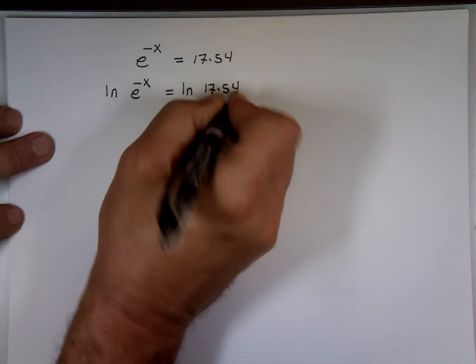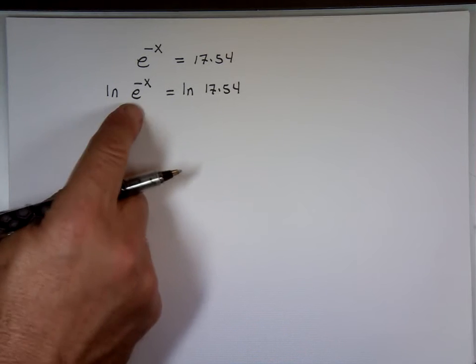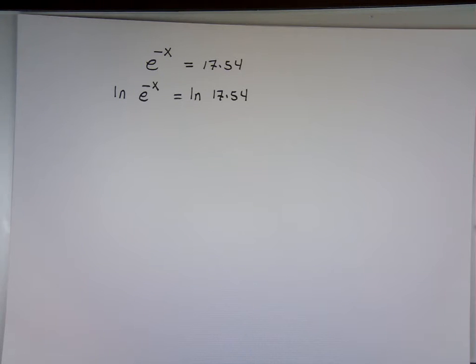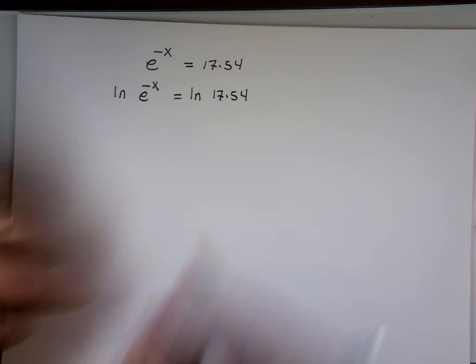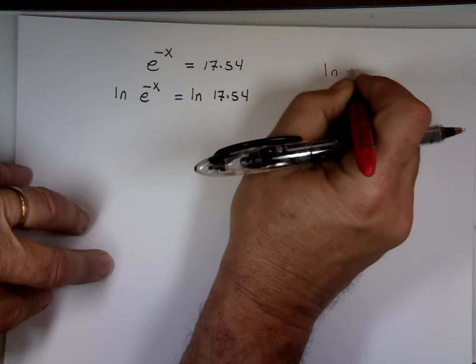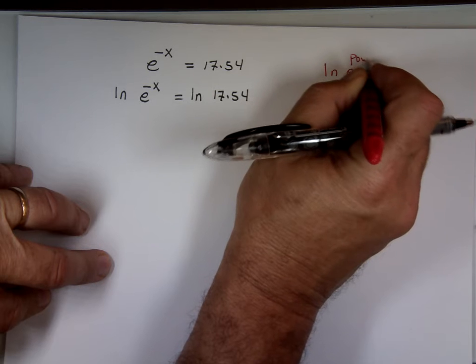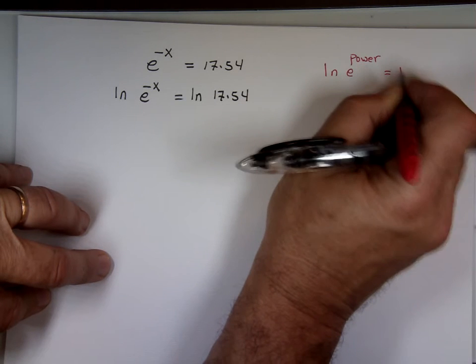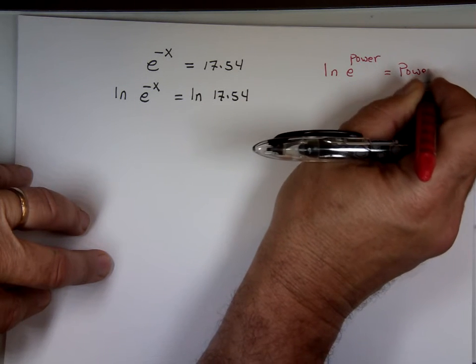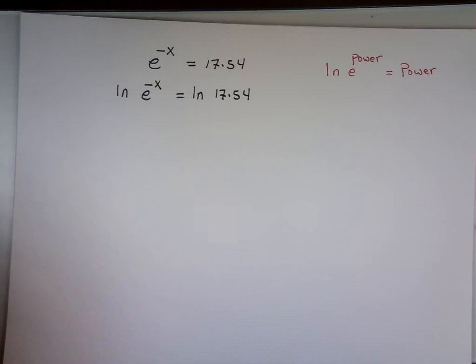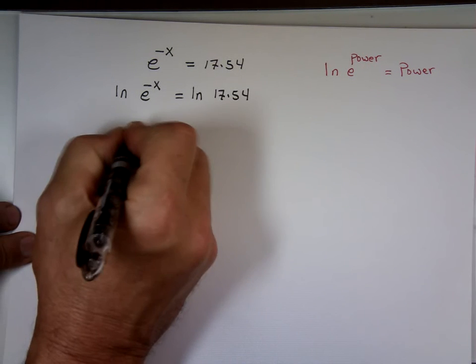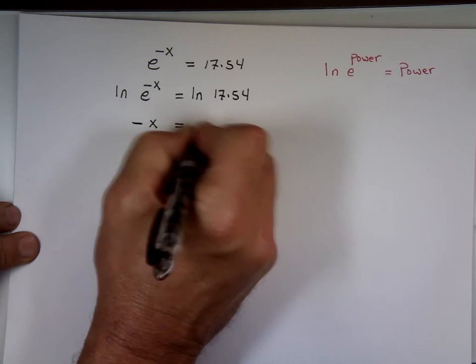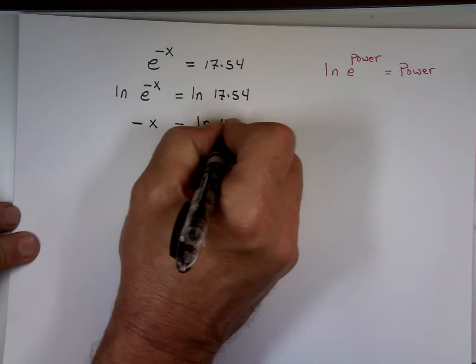And what's the natural log of e to the negative x? Negative x, yes. Natural log of e to any power is the power, because the natural log and e will cancel each other out. So you have negative x equals the natural log of 17.54.